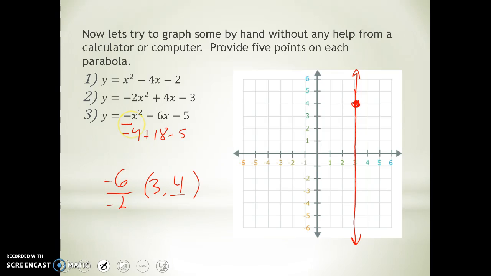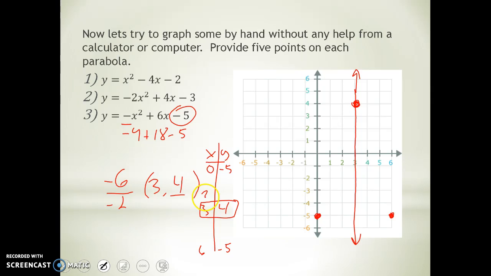This does open down because the a value is negative. The y-intercept is negative 5, which is way down here, which means I'm going to have another point at 6, negative 5. So those are kind of far apart. So if I were to have a table of values, I probably wouldn't have included those, but I can. In this particular case, I have a point here in the middle at 3, 4. I have a point at 0, negative 5, and 6, negative 5. And the rule is I need 5 points.